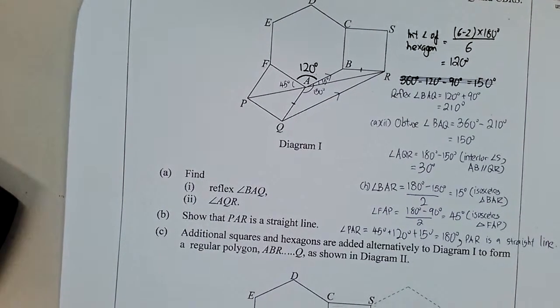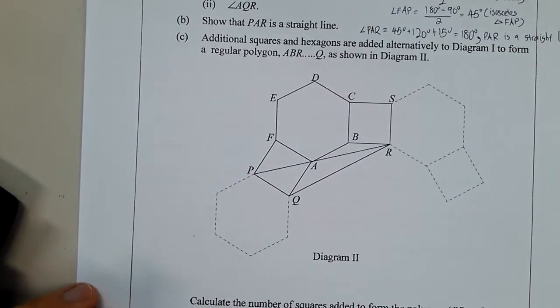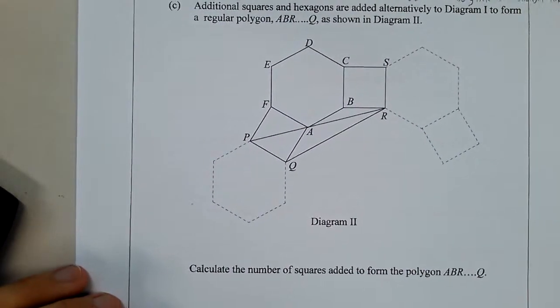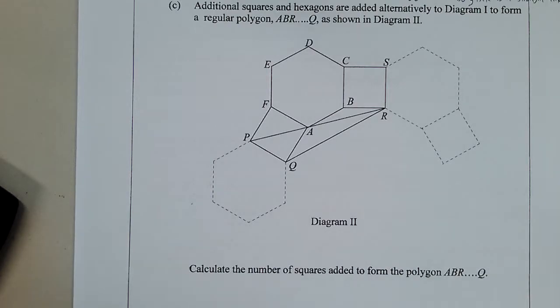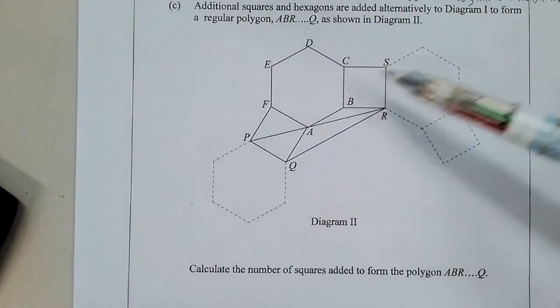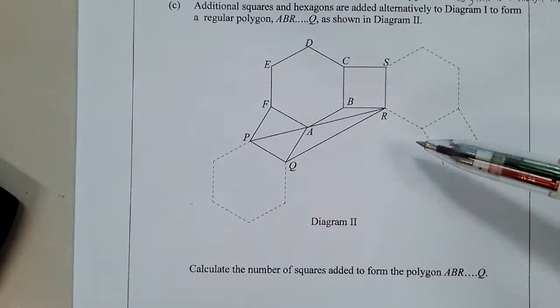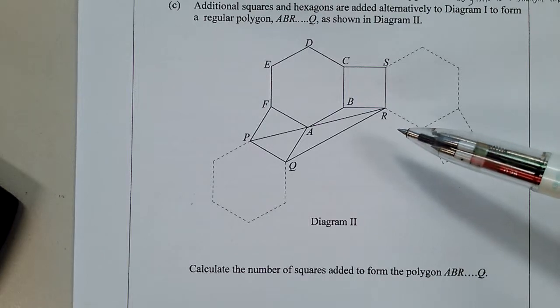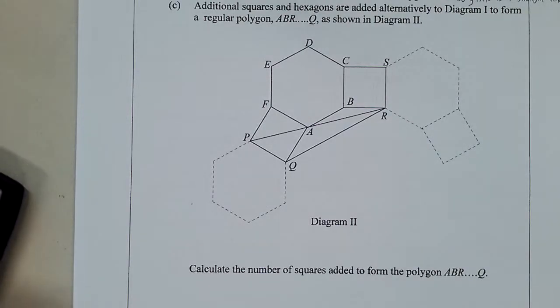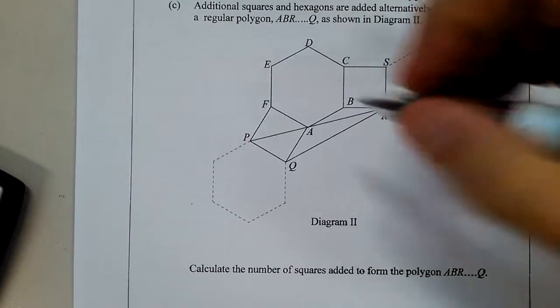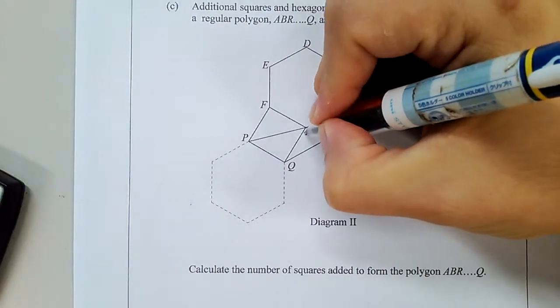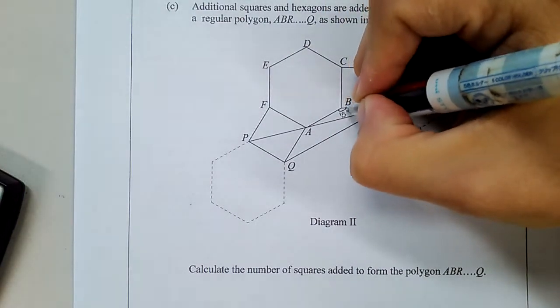That is part B. Now for part C, they say that additional squares and hexagons are added alternately to diagram 1 to form a regular polygon ABRQ. Regular polygon means all the sides are the same, so they are equal. So what we can do first is this. I know that the interior angle of each polygon, which we have found just now, is 150 degrees, like this.